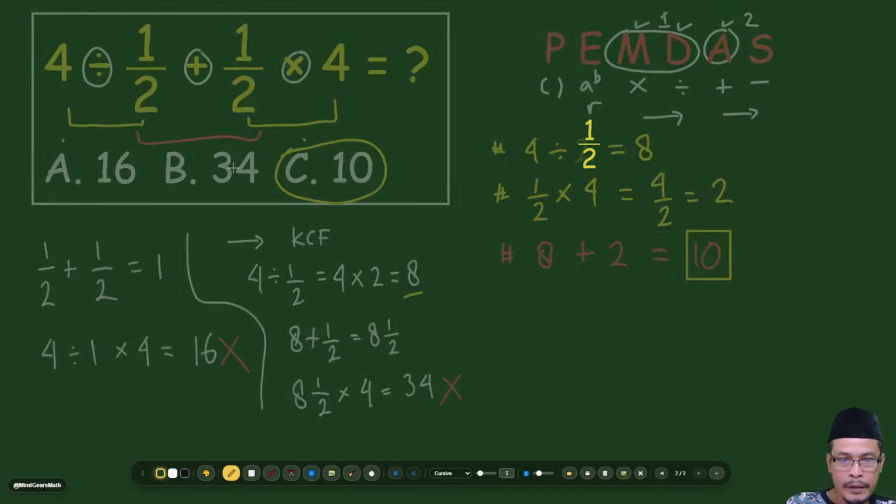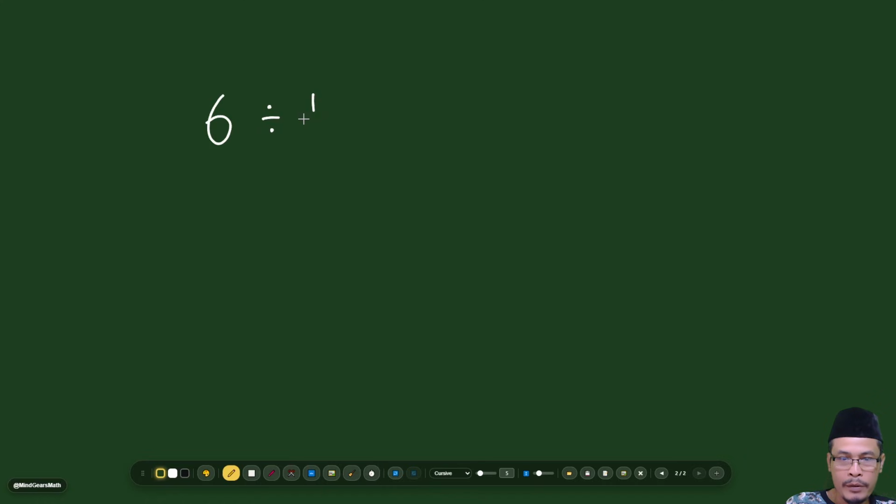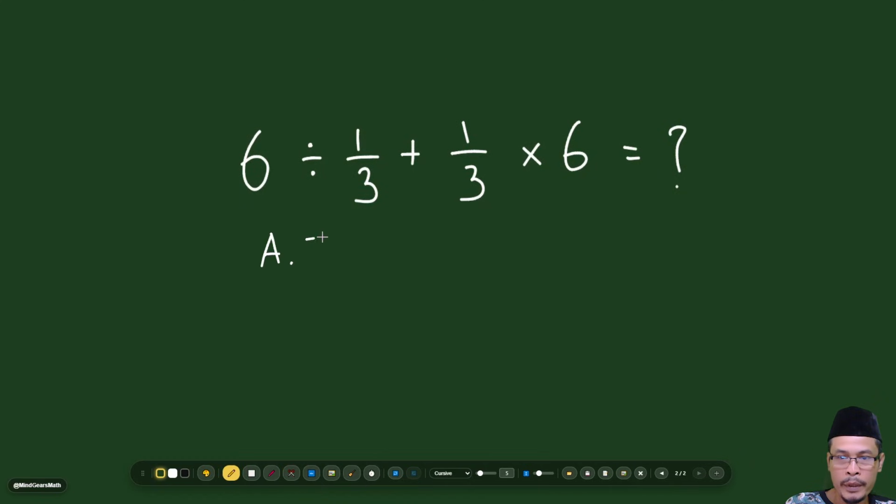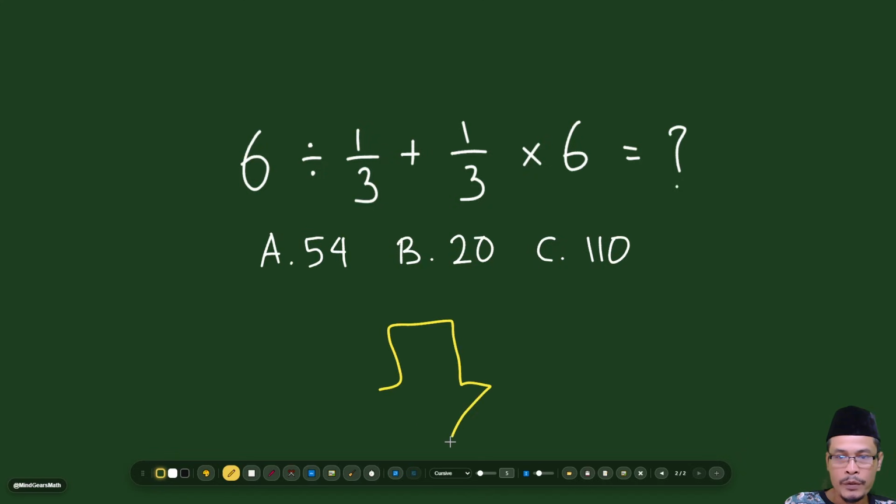Okay, now your turn. 6 divided by a third plus a third times 6. Option A, 54, B, 20, or C, 110. Pause the video, solve it, and drop your letter in the comments.